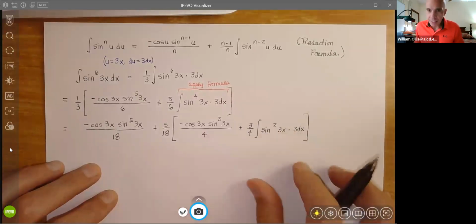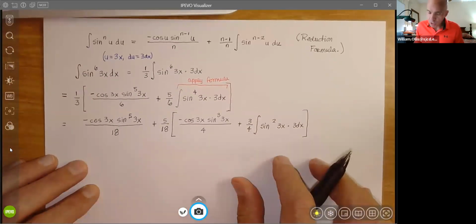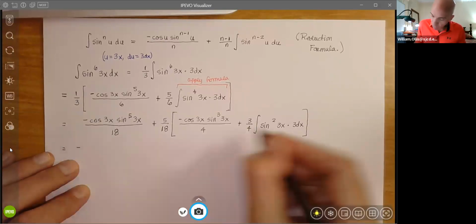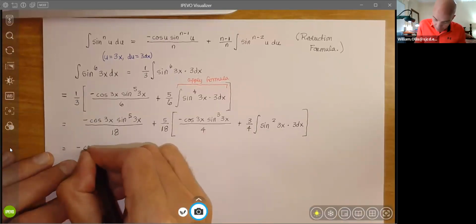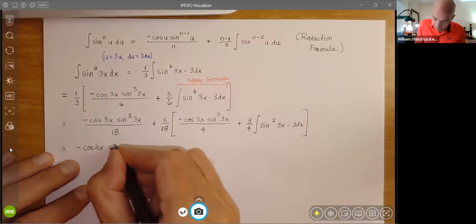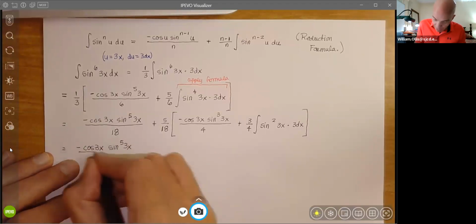Always respecting the differentials. So now we're thinking, okay, let's go ahead and distribute. So we'll apply it one more time and we'll be done. So cosine 3x, sine to the fifth power of 3x.